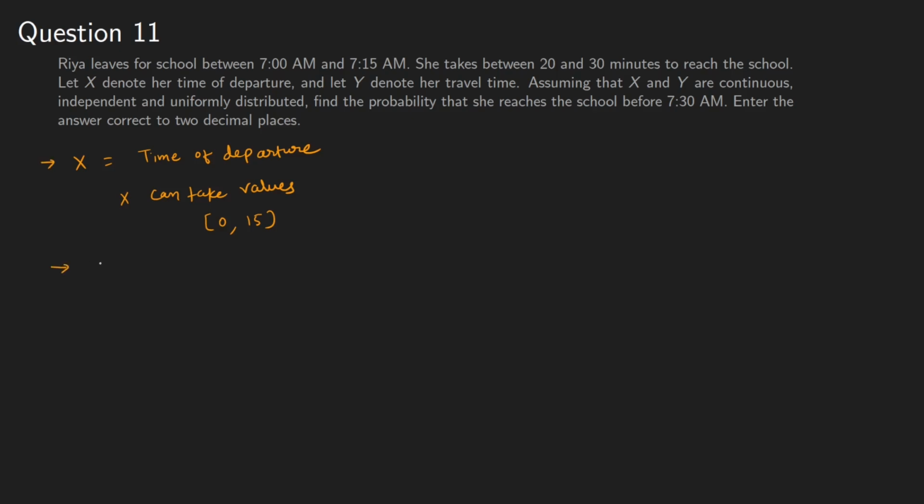And what about y? Y is her travel time, and it can take values between 20 and 30. So it is given that x and y are continuous, independent and uniformly distributed. So the first thing that we can do is plot it so that we will have a visual picture of what's happening here.